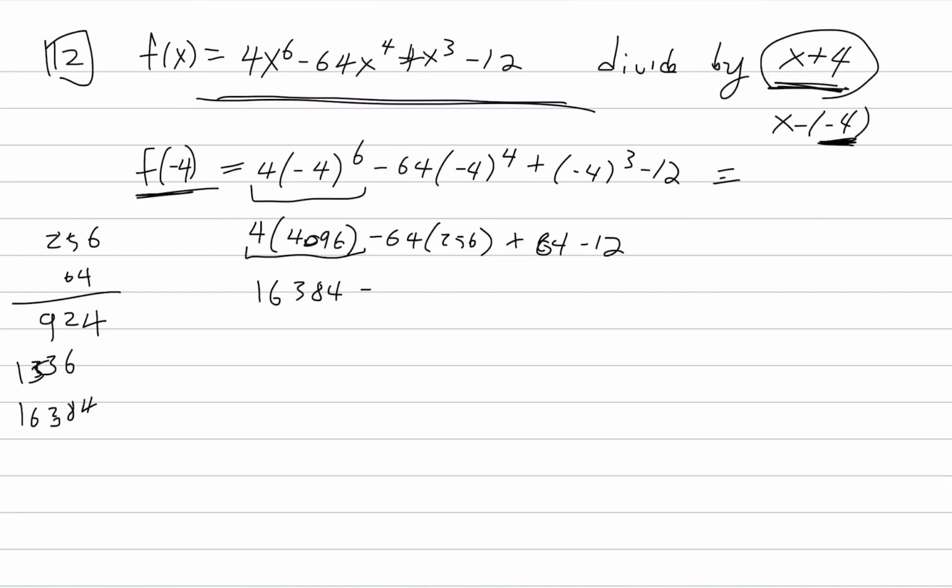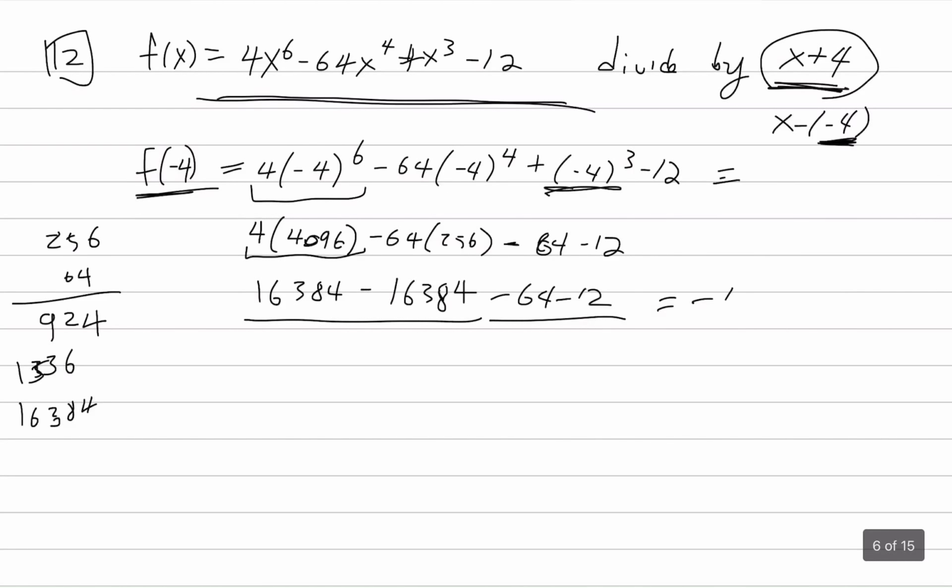Okay. Yeah, so 64 times 256 also gives us this. Oops, and I made an error. This should be negative, right? Because negative third power gives us negative 64. Minus 64 minus 12. So these two numbers actually cancel out. So what I've left with will be negative 76.